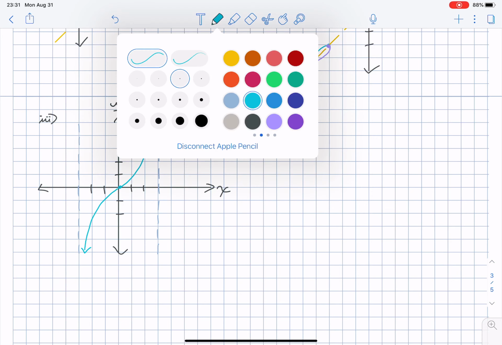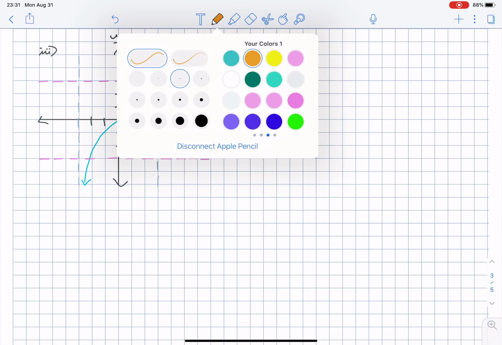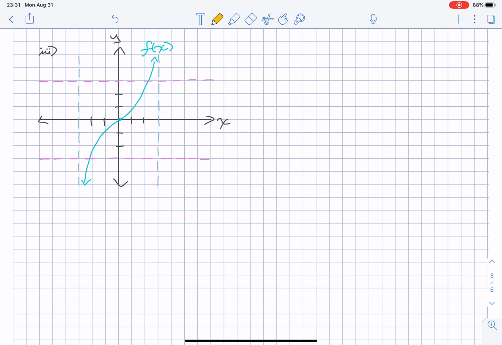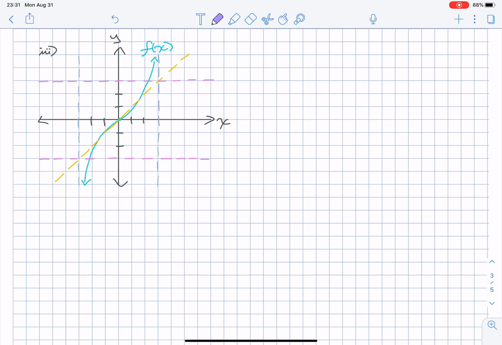Then, since I'm swapping x and y, the graph of the inverse will have horizontal asymptotes, where the graph of the original had vertical, and vice versa. Let's go ahead and draw our main diagonal. Where is that? Okay, now we can draw the reflection like so.